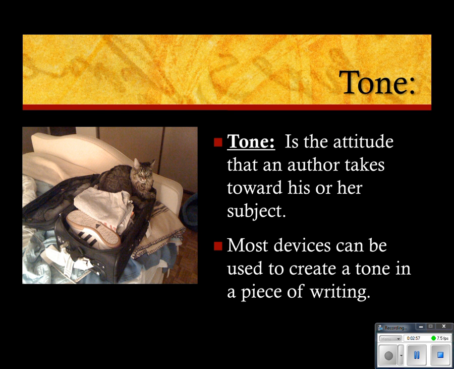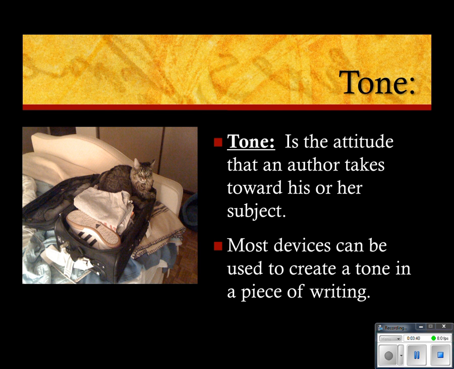So one of the things you're perhaps looking for in your close reading is the tone of the piece. Tone is sort of a macro device, and it refers to the attitude that an author takes towards his or her subject. So for instance, someone who is writing a eulogy might write it in a sad or mournful tone. Someone who is writing an email might write it in a casual tone. Someone who is writing a love poem might write it in a romantic tone. So many devices can be used to create tone in a piece of writing.